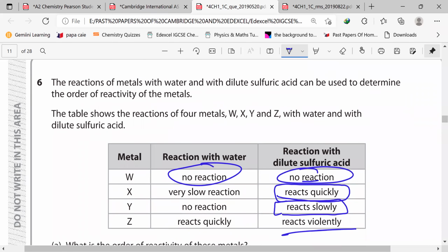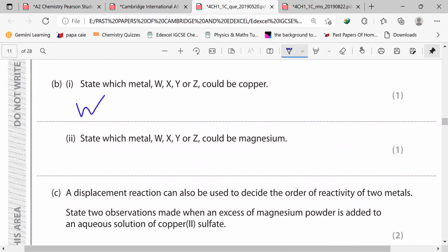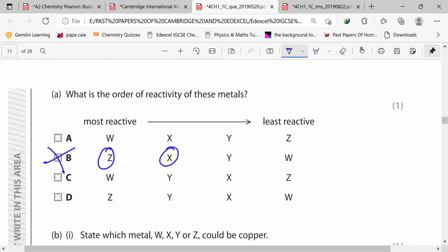Okay, I think for the next question, the answer is going to be X. Okay, right. Yeah, let's do the question first: state which metal W, X, Y or Z could be magnesium. I think it's X. Why?